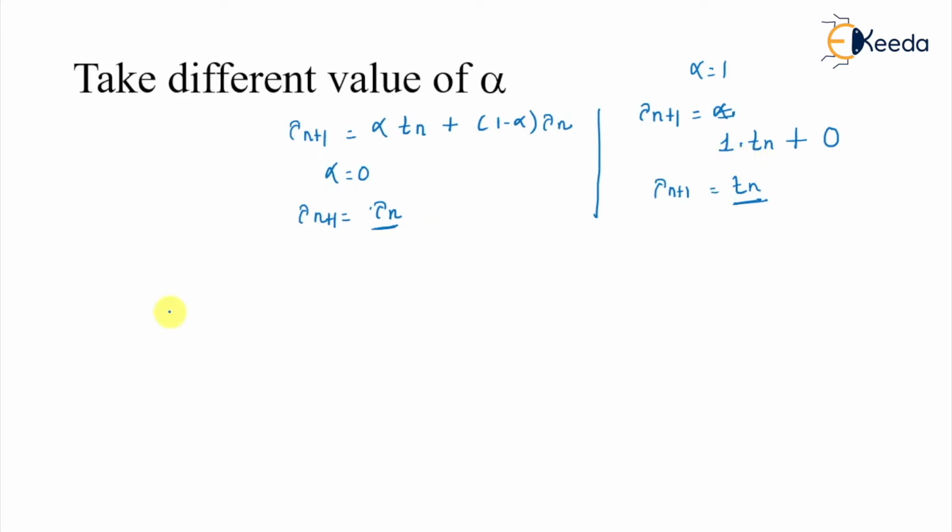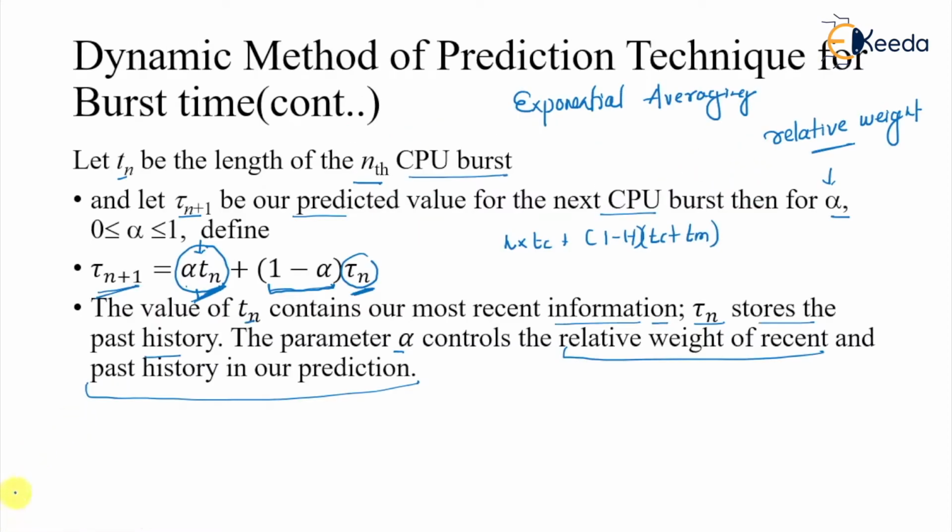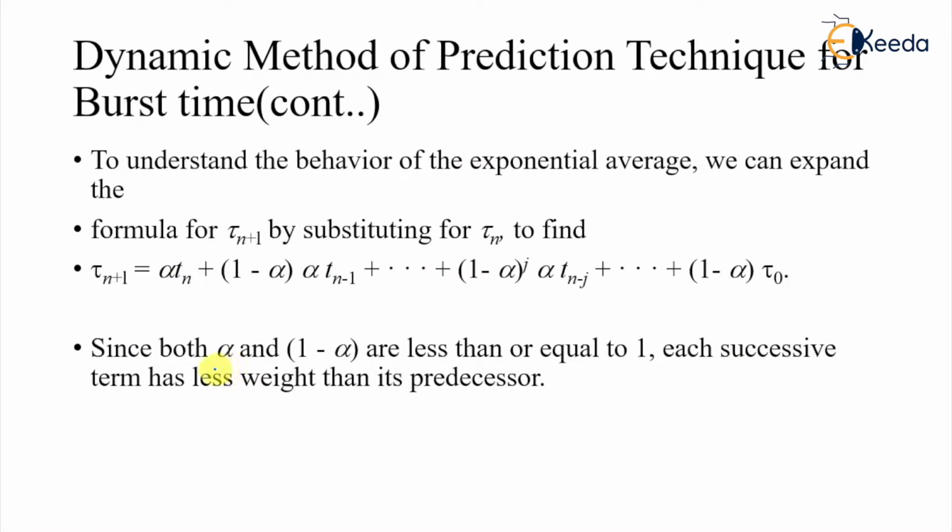Let me just recall Tn: it contains the most recent information, and tau n stores the past history, the predicted one. Now what exactly will this equation look like? Tau n plus 1 is equal to alpha times Tn plus 1 minus alpha times tau n.